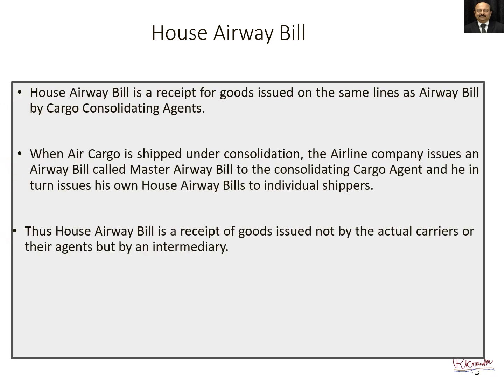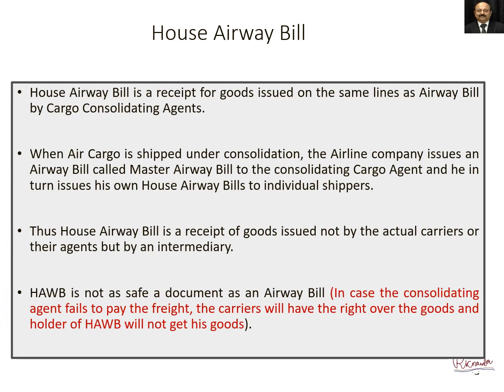Then the same thing is possible in case of house airway bill. What is a house airway bill? Airlines are also allowed to offer space to air cargo consolidating agents. These agents, which are basically logistics companies, hire space with the airlines and offer it to various exporters for sending their goods through these agents.